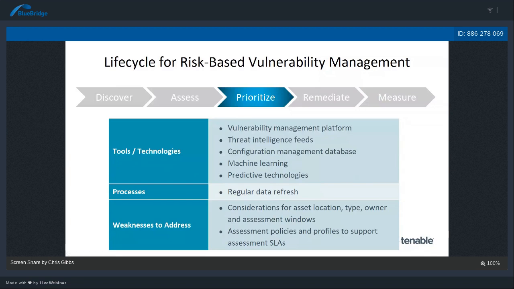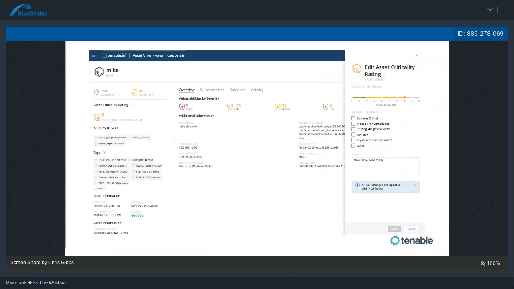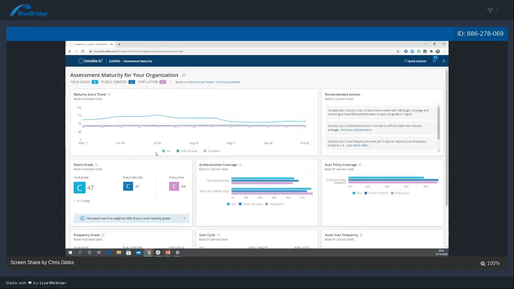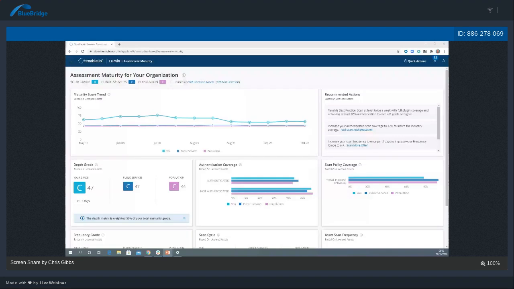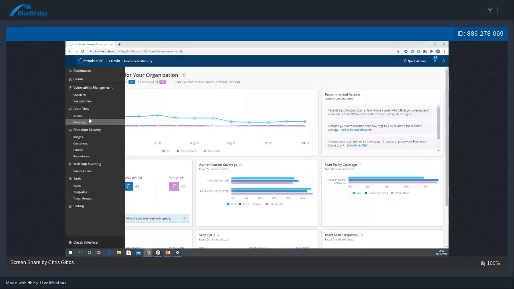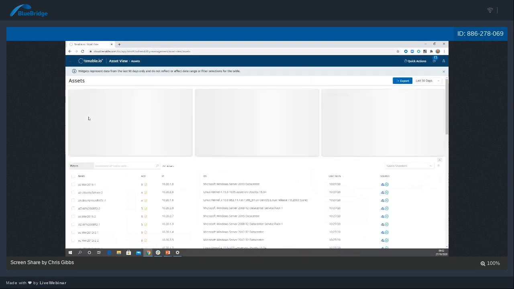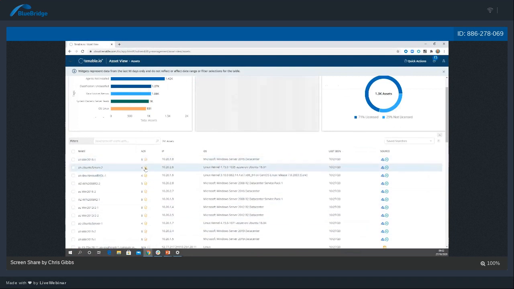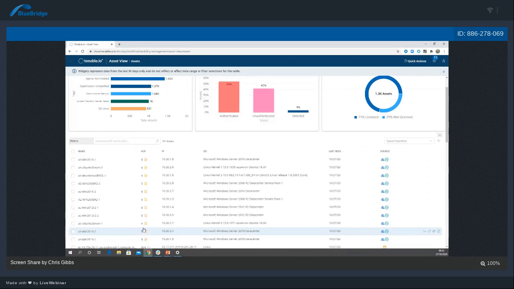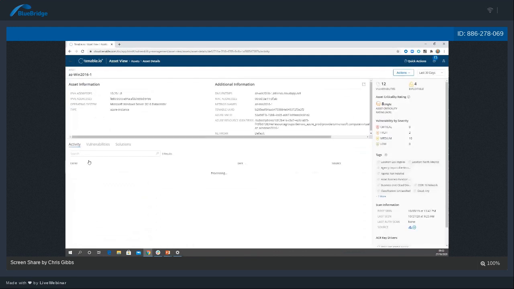So how does that look in the console? I have a couple of screenshots, but I'm going to go into the actual console and show you a live system. So if we jump back to our assets, I talked about asset criticality being a consideration. Now you can see in the middle here the ACR and some numbers. ACR stands for Asset Criticality Rating. If I look at this device here, it's a Windows server. It's been given a criticality of 8.